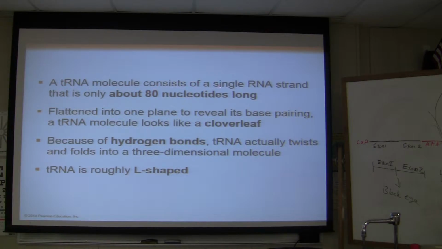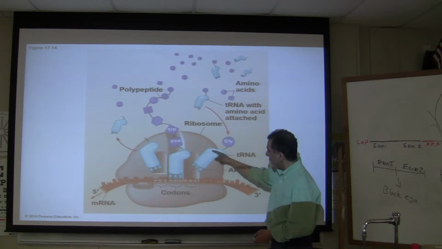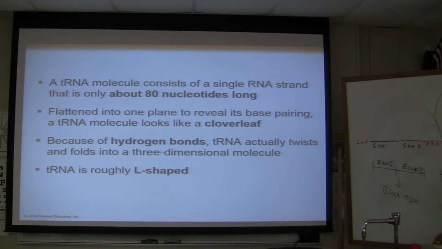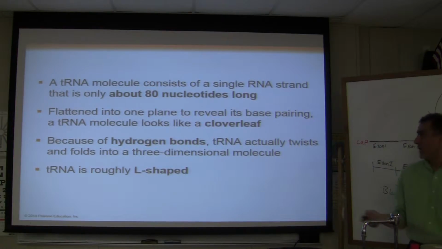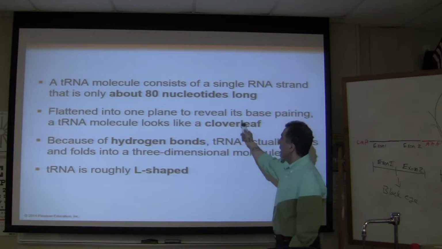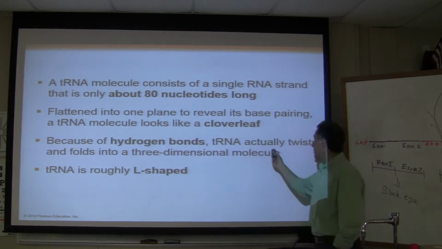A tRNA molecule consists of a single RNA strand that is only about 80 nucleotides long. So all of this is about 80 nucleotides, 80 nitrogenous bases. Flattened into one plane to reveal its base pairing, a tRNA molecule looks like a clover leaf. I'll show you some pictures here. Because of hydrogen bonds, and I bolded these things that you should know, it looks like a clover leaf.